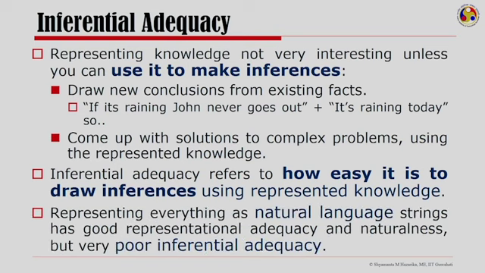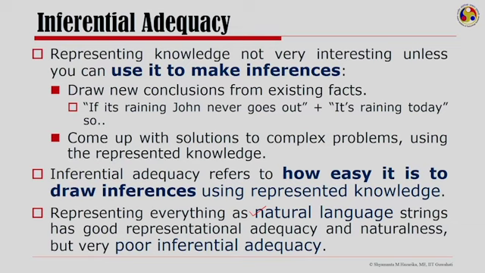Representing everything as natural language strings would really have good representational adequacy and naturalness, but very poor inferential adequacy. Now, let us take a minute to understand what we mean by this. This is because if I use natural language strings to represent a certain problem, I can represent anything and everything using them. But given a group of natural language strings, it would be very difficult for a computational mechanism to draw a new group of natural language strings.